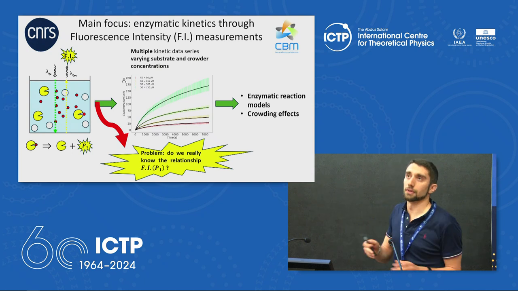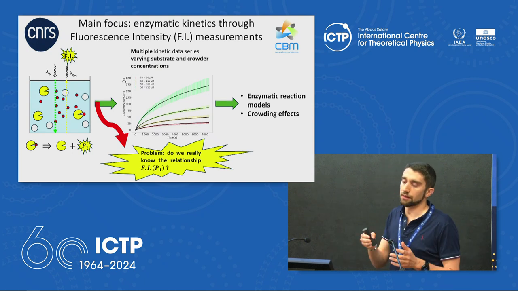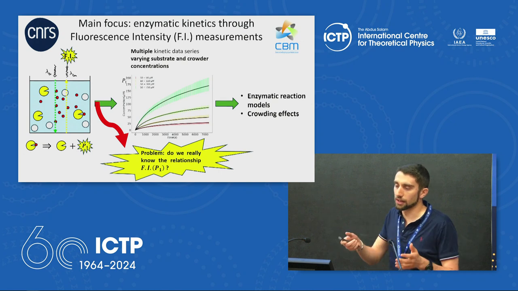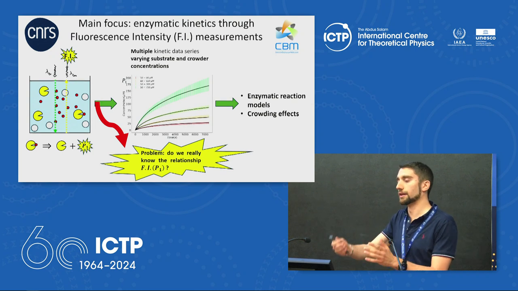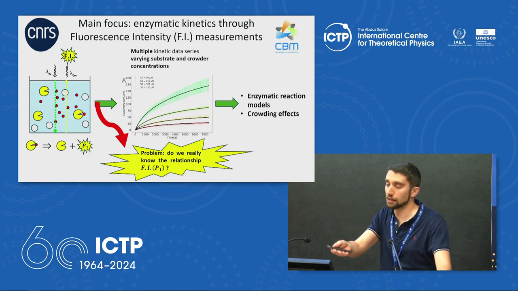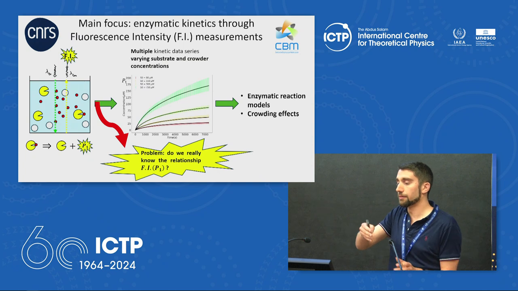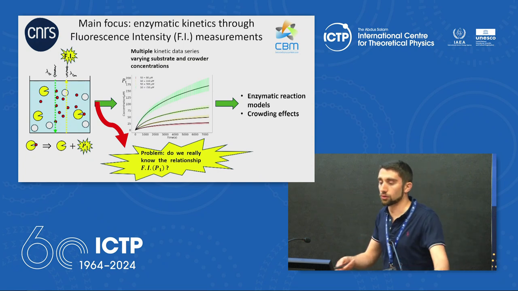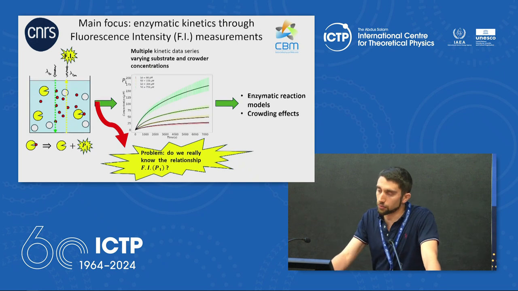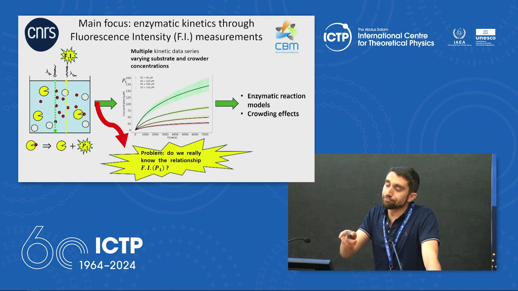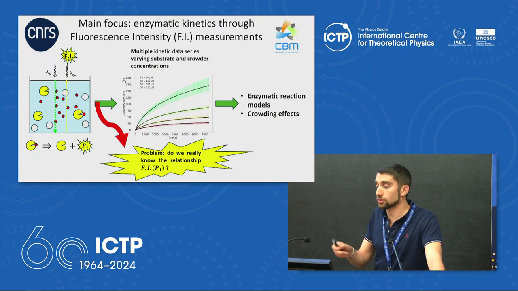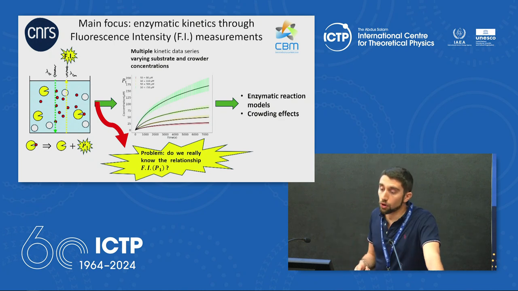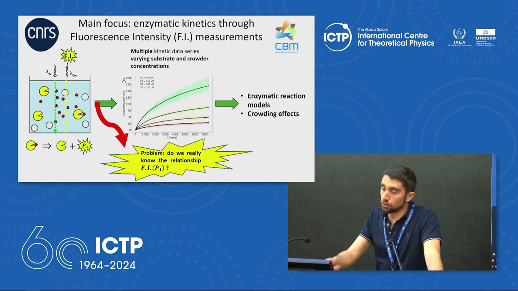Then we describe the reaction with a chemical reaction network. We get a system of differential equations. Of course, we can integrate them, and we get the theoretical estimations that you find here in black, that are optimized through an algorithm, and later I'm going to tell you something more. And so through this, we can characterize enzymatic reaction models and read the crowding effects. So this is the pipeline of the work. Now I would like to focus on this first part.